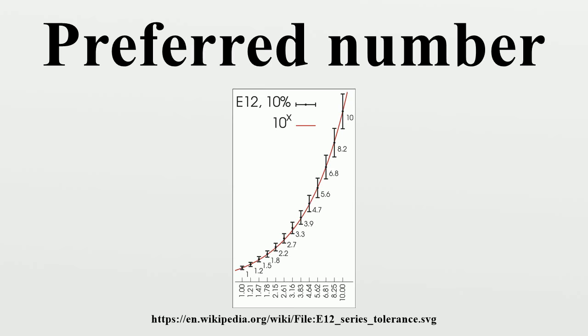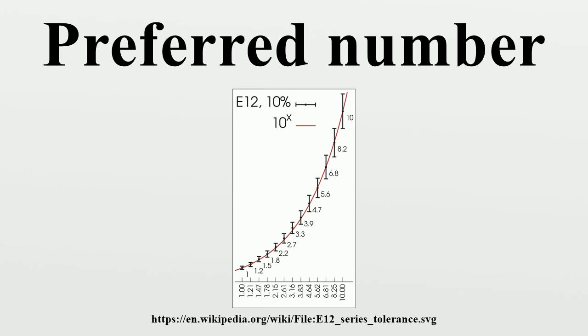They are chosen such that when a product is manufactured in many different sizes, these will end up roughly equally spaced on a logarithmic scale. They therefore help to minimize the number of different sizes that need to be manufactured or kept in stock.